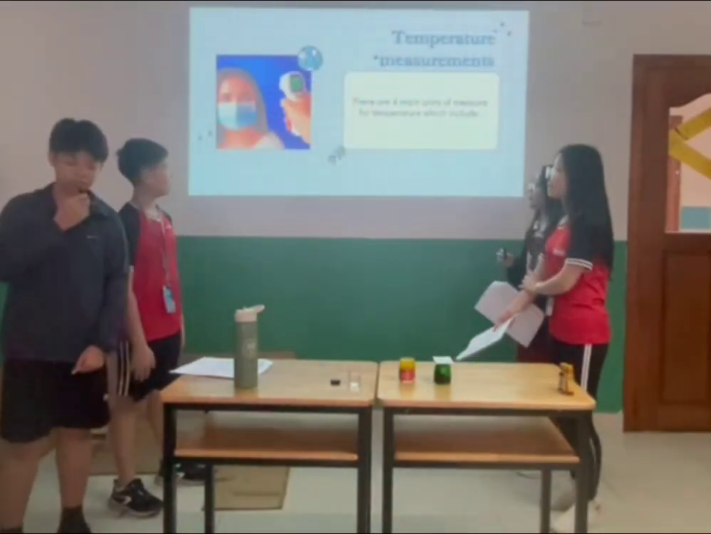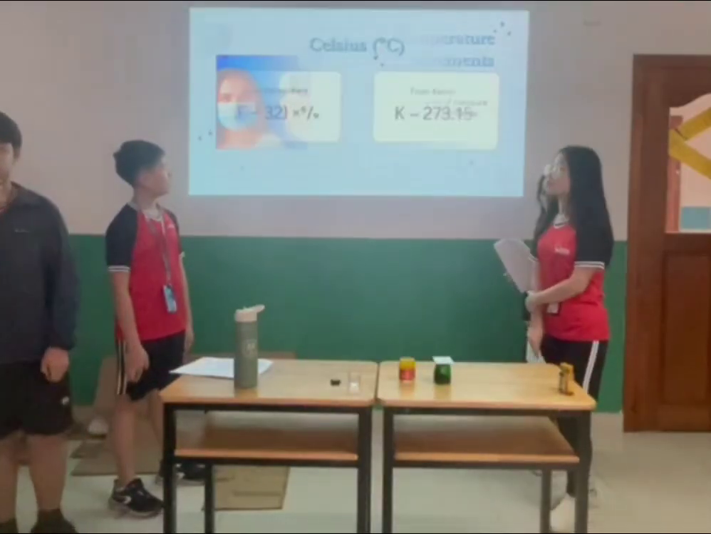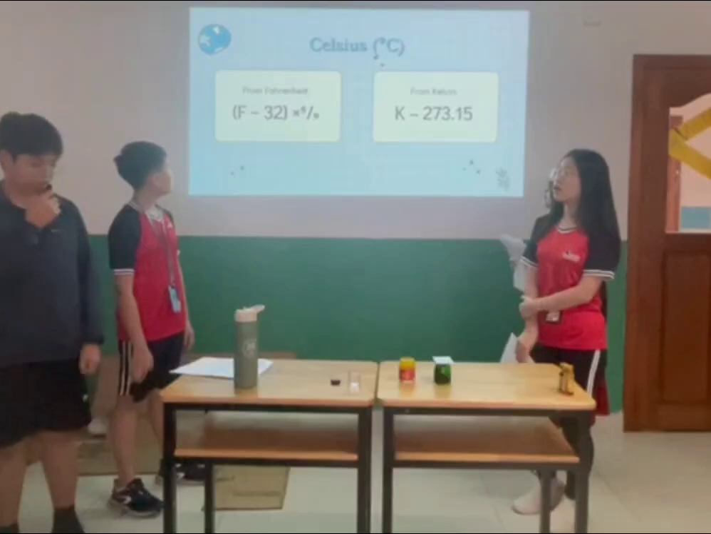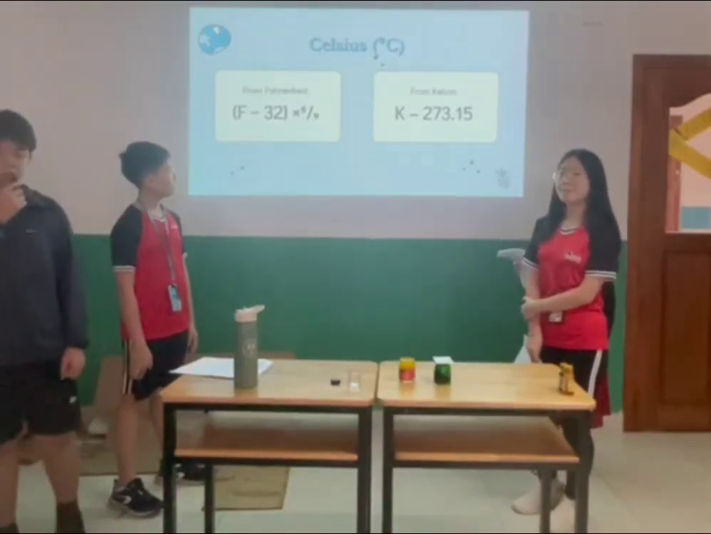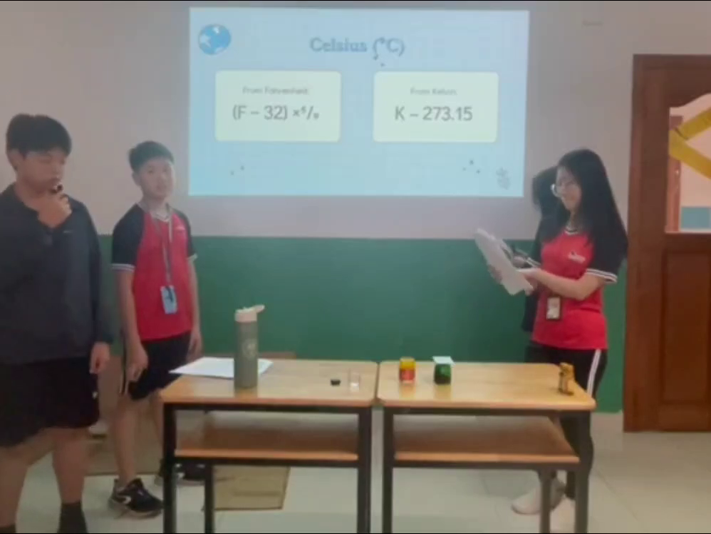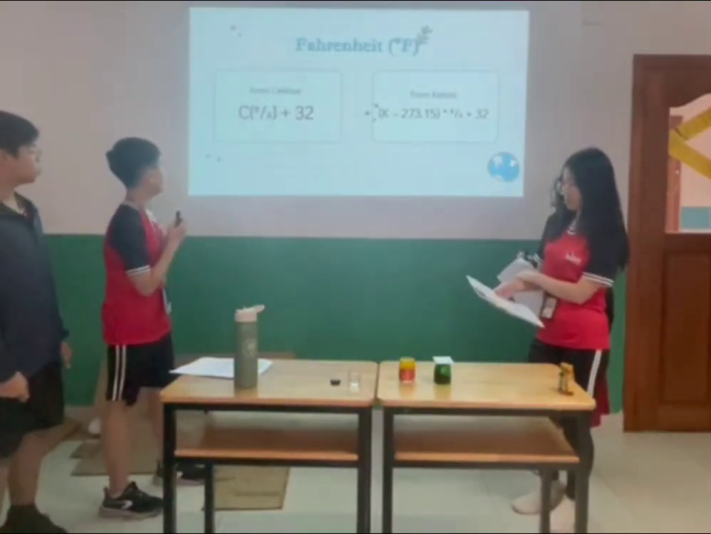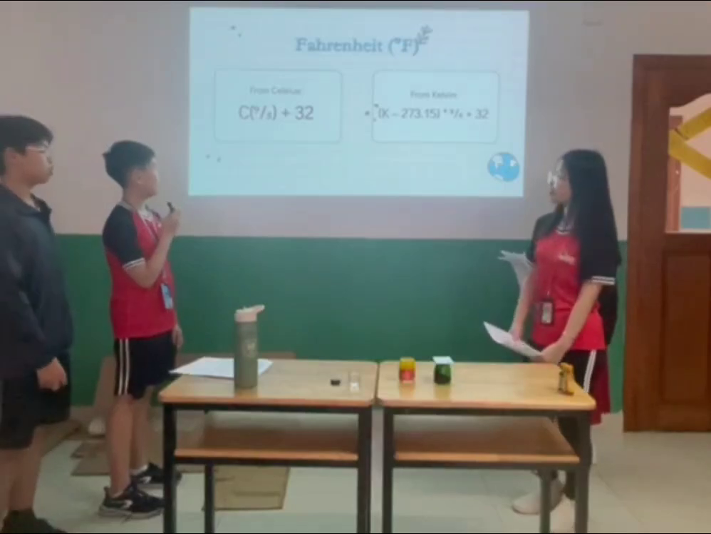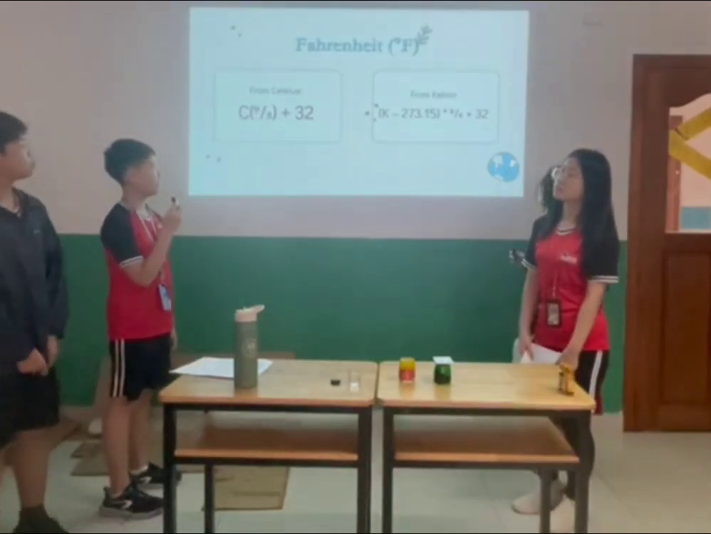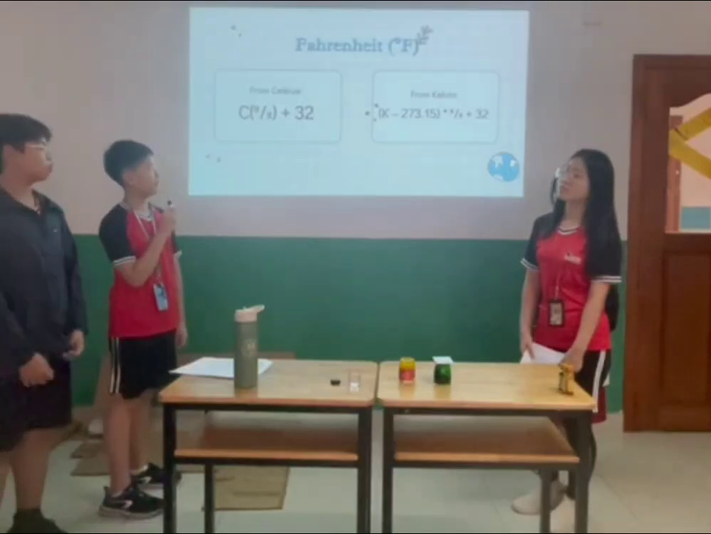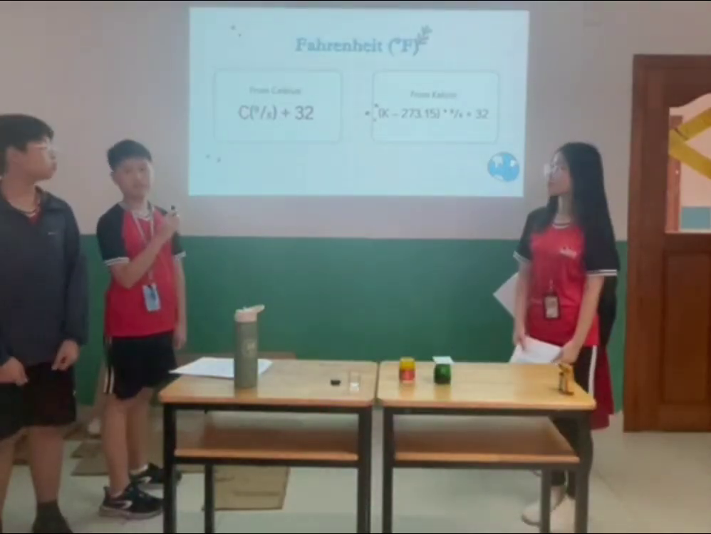There are 3 main units of temperature. Here are the equations for converting them. The first one is Celsius from Fahrenheit, which is F minus 32 times 5 over 9, and from Kelvin it is K minus 273.15. Fahrenheit from Celsius is C times 9 over 5 plus 32, and from Kelvin it is K minus 273.15 times 9 over 5 plus 32.